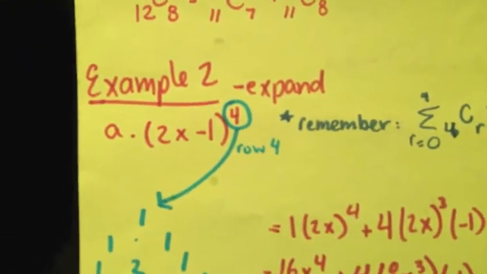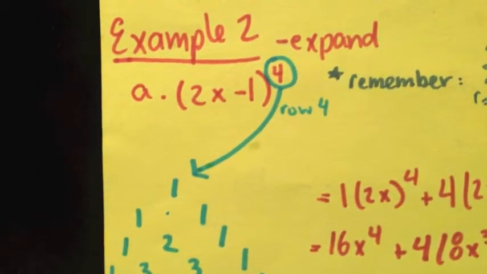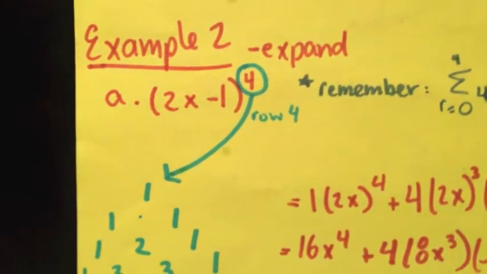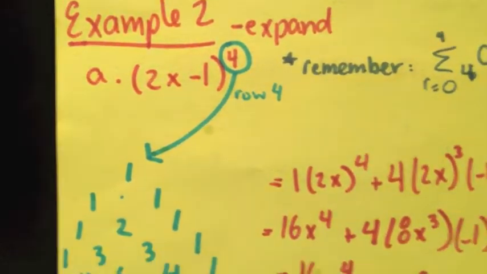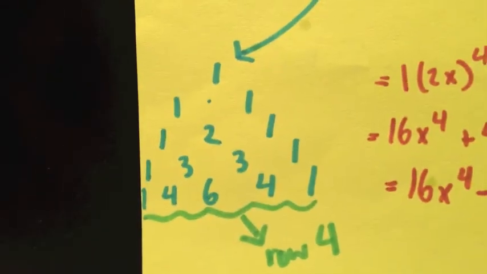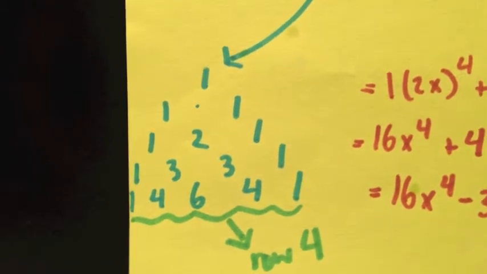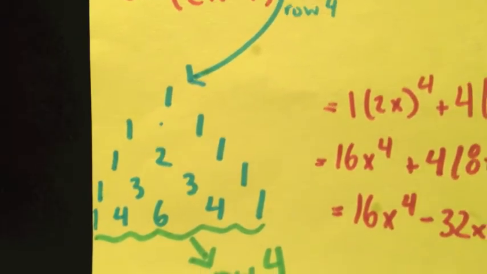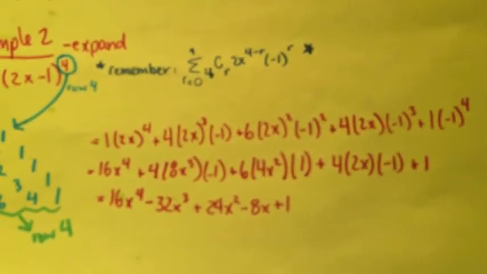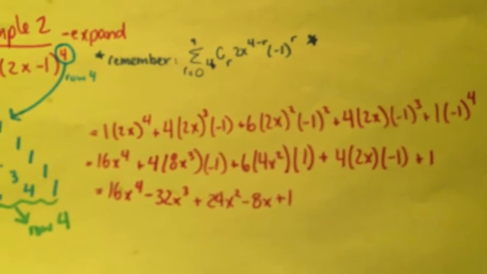Example 2 is asking you to simply expand. Here it gives you the expression (2x minus 1) raised to the exponent of 4. We know that the exponent 4 means that in Pascal's triangle it would be row 4. Here 1, 4, 6, 4, 1 are the values in row 4. These would be your coefficients when writing the actual expression when it is expanded.